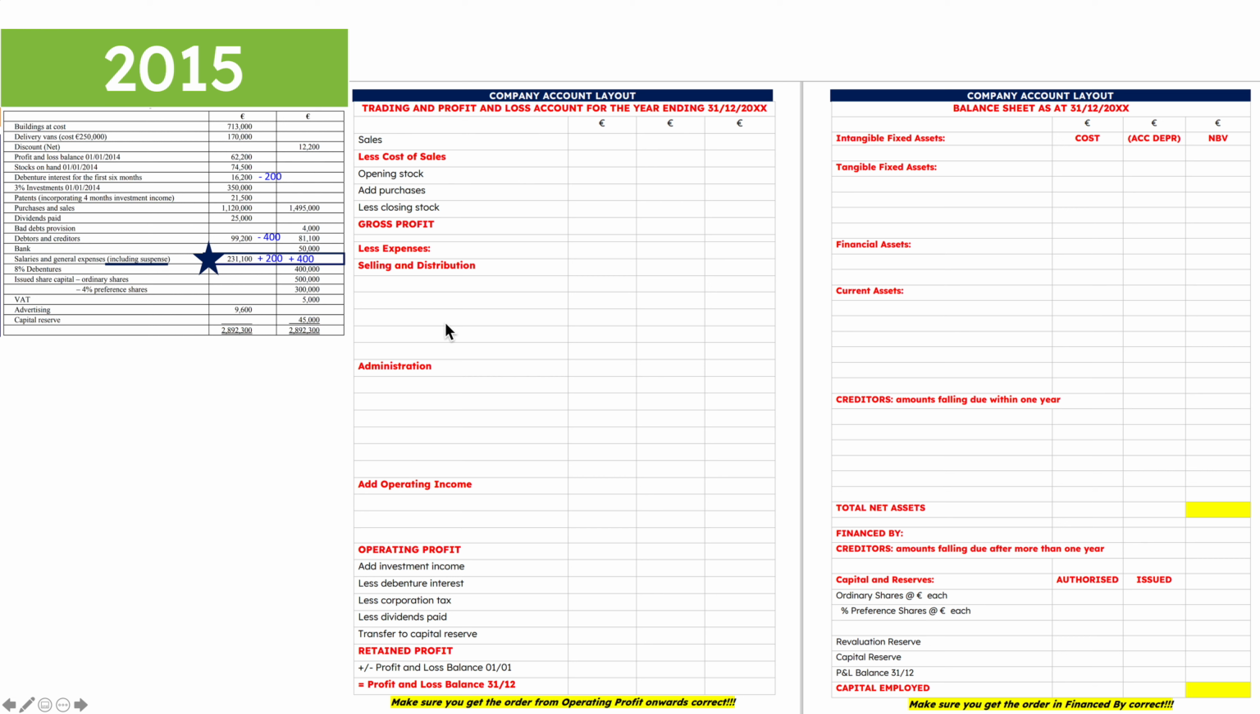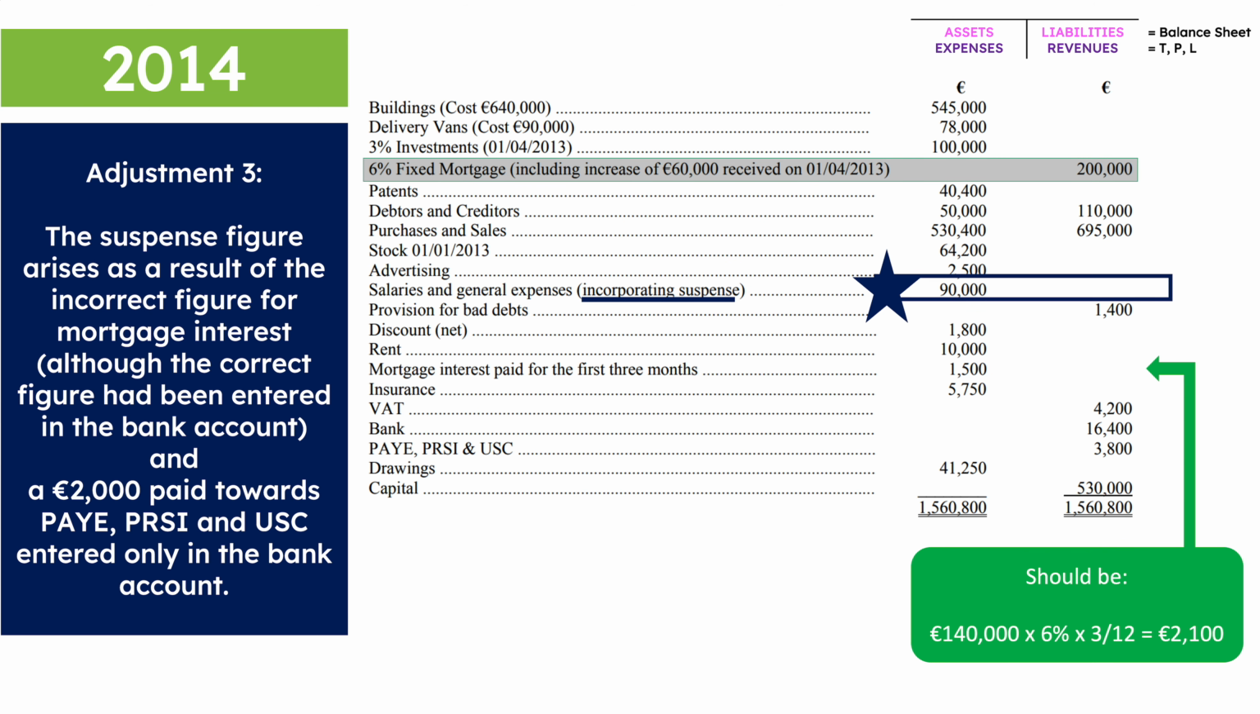So we'll slot these into our accounts. So our debenture interest due, we minus 16,000 instead of the 16,200. The debtors we reduce by 400, and then salaries and general expenses 231,100 plus 200 plus 400, and that's us there for the 2015 suspense adjustment.